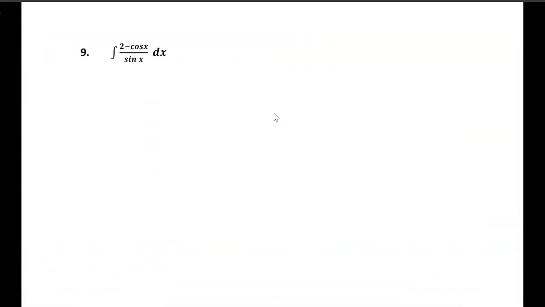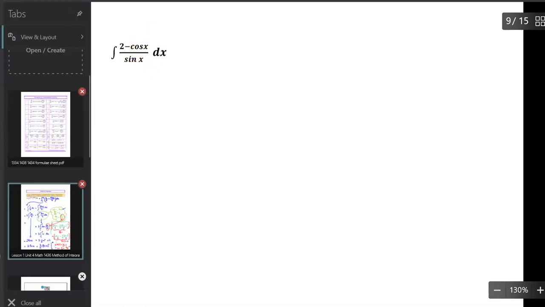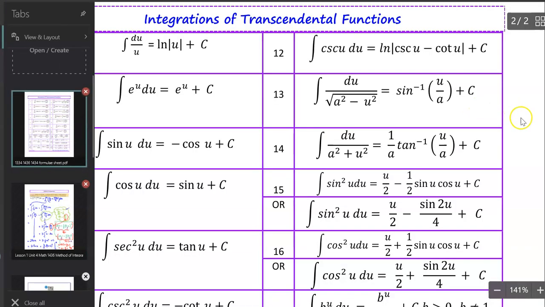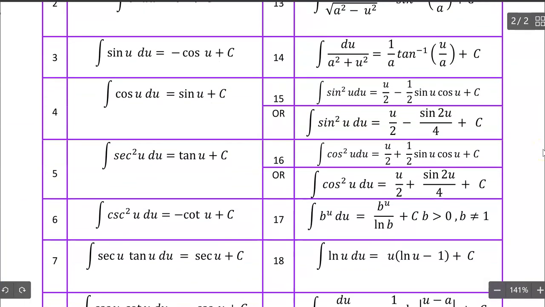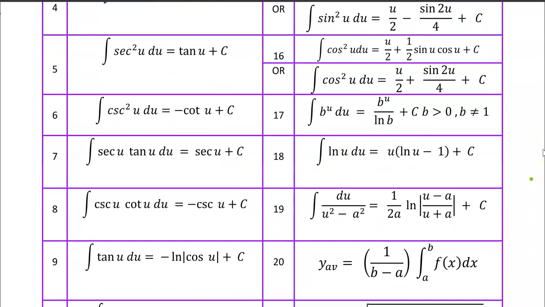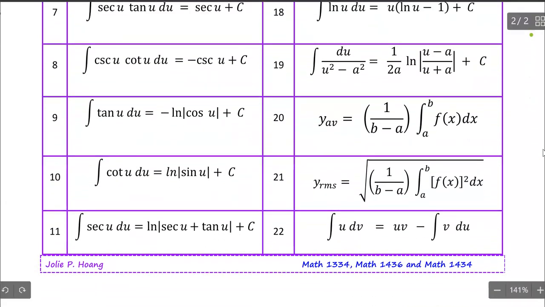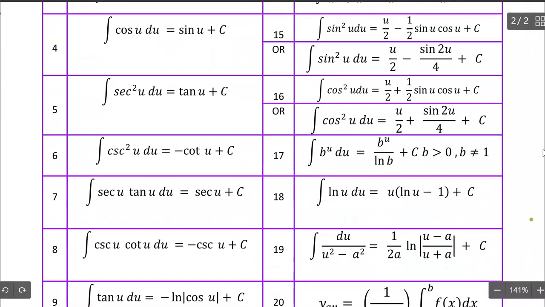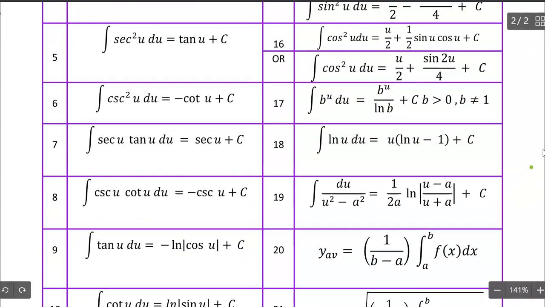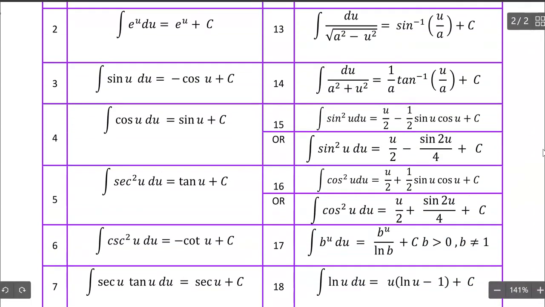The next question I have here is 2 minus cos of x divided by sine of x. So you have both the cos and the sine. Let's go to our formula sheet to see what we can do with that. I come here and try to look for the formulas. This is sine, cos, secant, cosecant, and I don't see anything involving sine over cos or cos over sine. But then I know that I can use some sort of trig identity. Okay, I can use a trig identity.